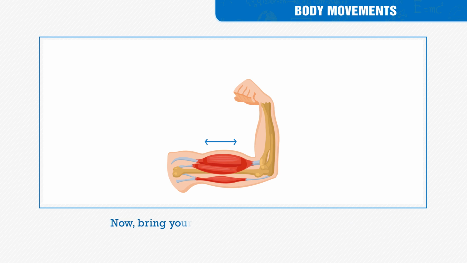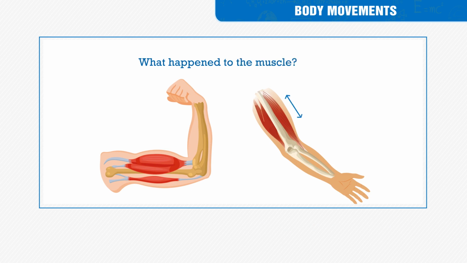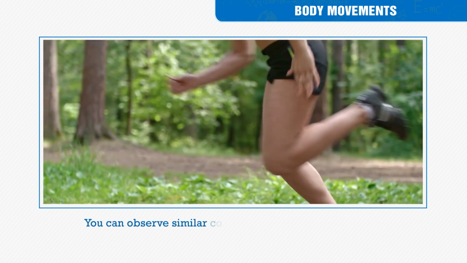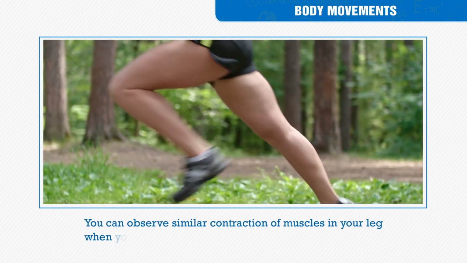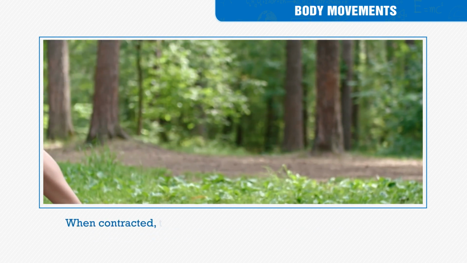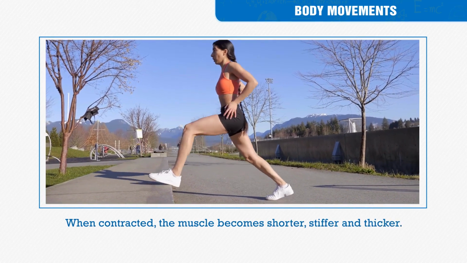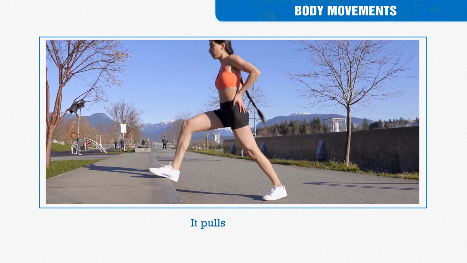Now bring your arm back to its normal position. What happened to the muscle? Is it still contracted? You can observe similar contractions of muscles in your leg when you walk or run. When contracted, the muscle becomes shorter, stiffer, and thicker. It pulls the bone.